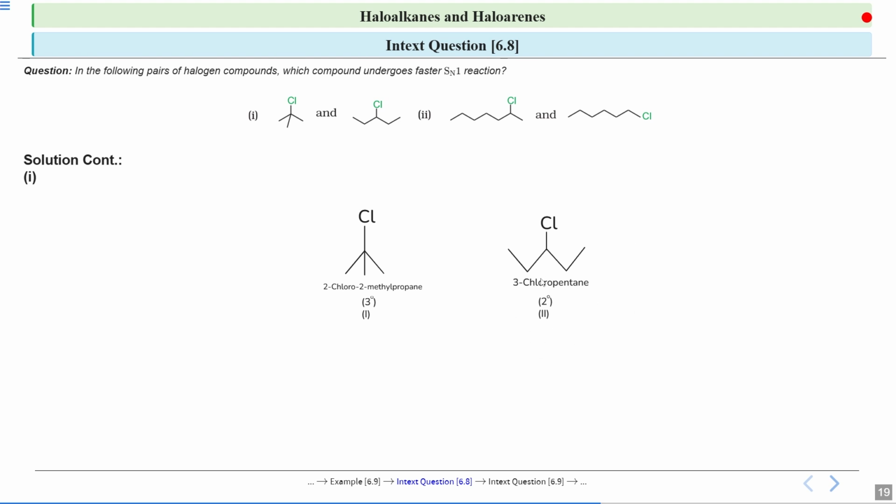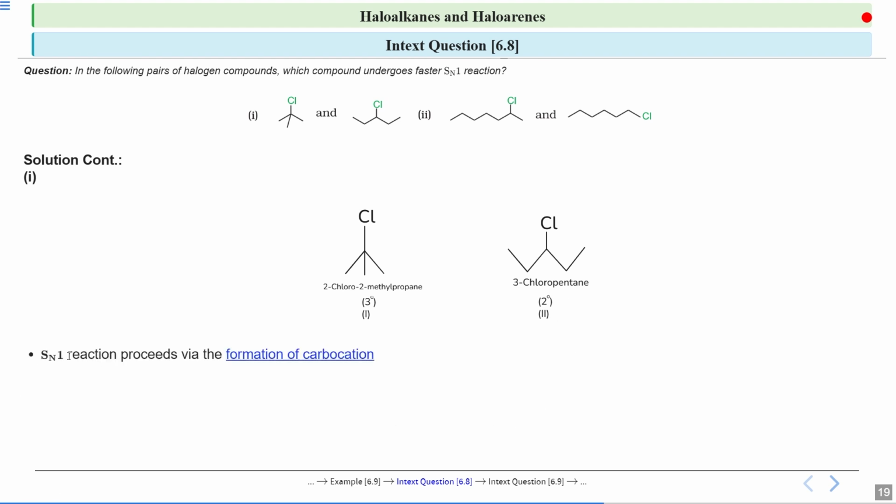Meanwhile, the second structure given in the first part of the question is 3-chloropentane. So we have 1, 2, 3, 4, 5, a 5 carbon parent chain, where at the third position, whether you start from the right side or the left side, at the third carbon the chlorine will come. Okay. So at the third carbon we have chlorine, and we have a 5 carbon parent chain. So we can call it 3-chloropentane. And if you look at it, the chlorine is attached to this carbon, which is attached to 2 other carbons. So this is a secondary alkyl halide. So this is tertiary and this is secondary.